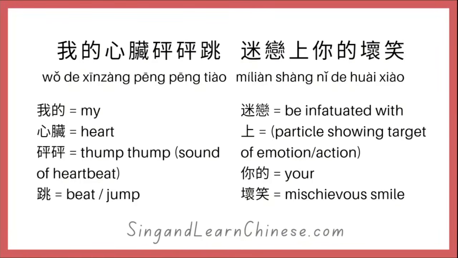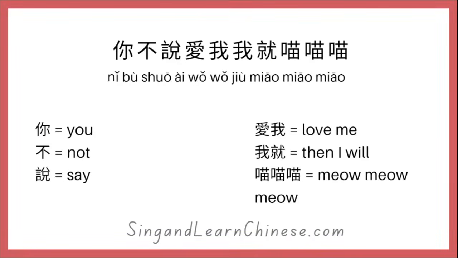Well, it's not a bad smile. 坏 actually does mean bad, but it doesn't really mean a serious kind of bad. It's more like mischievous, naughty. Naughty is probably the best word for this. Naughty smile. Okay. 你不说爱我，我就 meow meow meow. Okay, so 你 is you, 不说 is don't say. 爱我 is love me. 我就 is I will then meow meow meow meow. If you don't say you love me, I will meow.